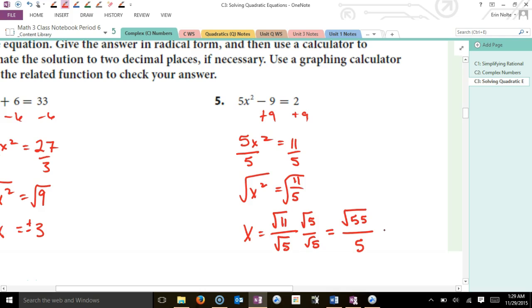And what do I need to add to my answer? Plus or minus. Remember, I'm getting two solutions.